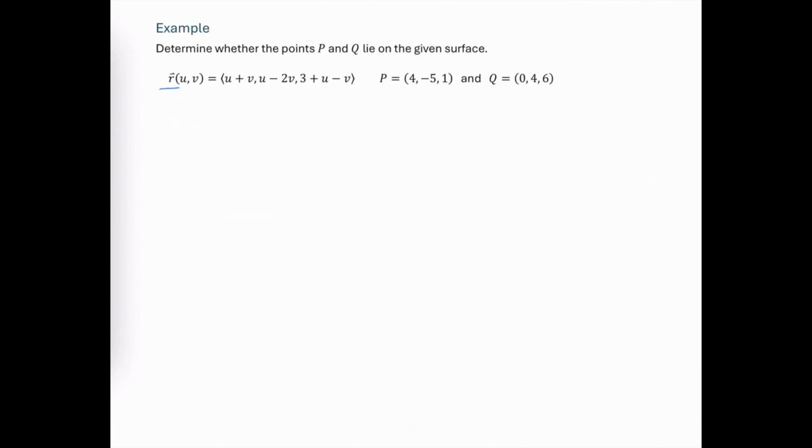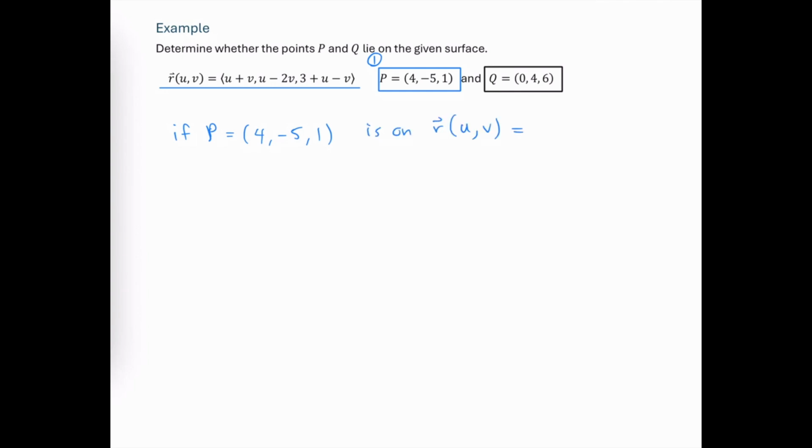So in this example, we have a surface that is being represented by this parametric vector function, and we want to see if the ordered triple P is on that surface. And then again, we'll take a look and see whether or not the ordered triple Q is on that surface. So first let's look at P. If the ordered triple P is on the surface, then there's some domain element u, v that we could plug into those parametric equations, and they would have an output that is 4, -5, 1.